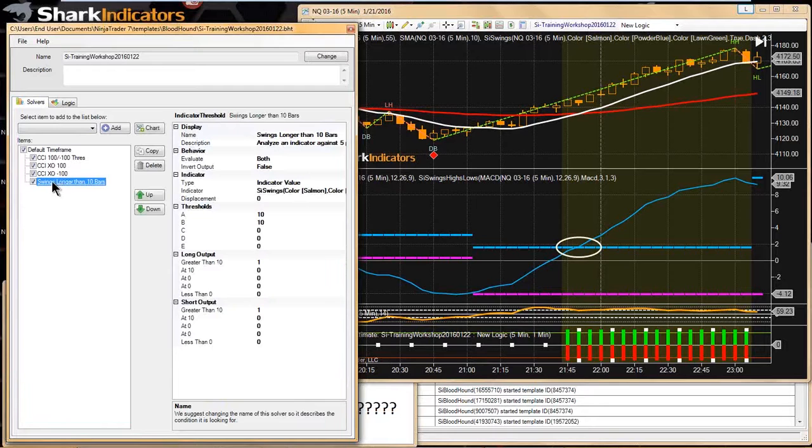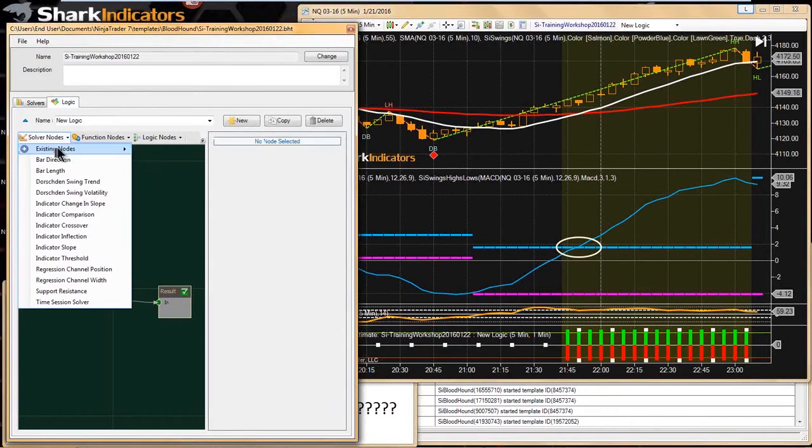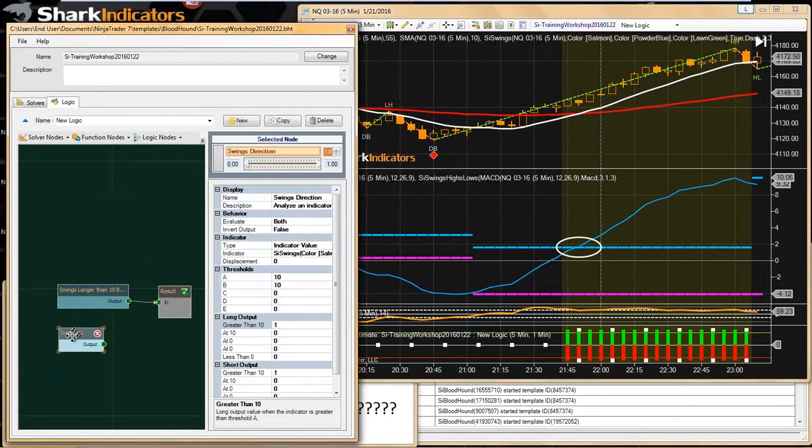Which actually I think, yeah, I'm just going to take this same solver and make a copy of it. I'll set this solver up to tell us the direction of the swing. So I just renamed it for now. Let me add that solver on the board. So here's that new solver I just made by copying.